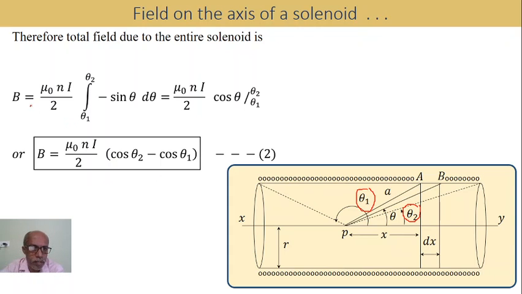Now therefore B equals mu naught Ni by 2 between the limits of integration from this end to this end, that is from theta 1 to theta 2, of minus sin theta d theta, and that will be equal to mu naught Ni by 2 times the integral of minus sin theta, which is nothing but cos theta, with limits of integration theta 1 and theta 2. Substituting the limits of integration, we get B equals mu naught Ni by 2 into cos theta 2 minus cos theta 1. This is the final expression for the magnetic field on the axis of a solenoid.